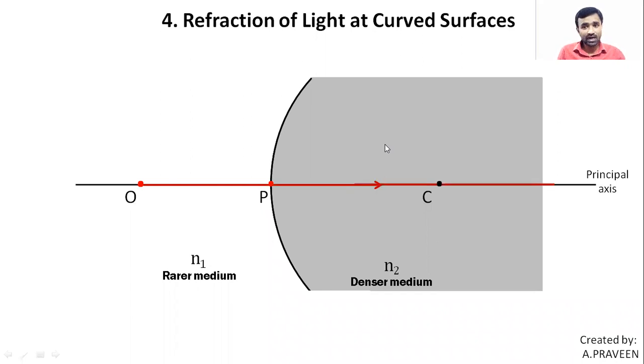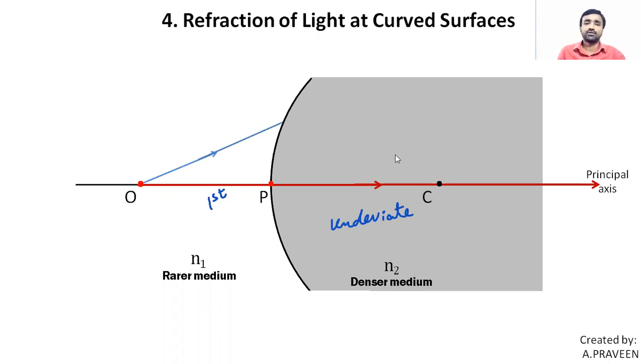Which remains undeviated, as we discussed previously. Along the normal it remains undeviated. So here it is the first ray, and its behavior is that it remains undeviated, right? Then here I'm considering the second ray. That second ray is going to meet at a certain point on the curvature, right?